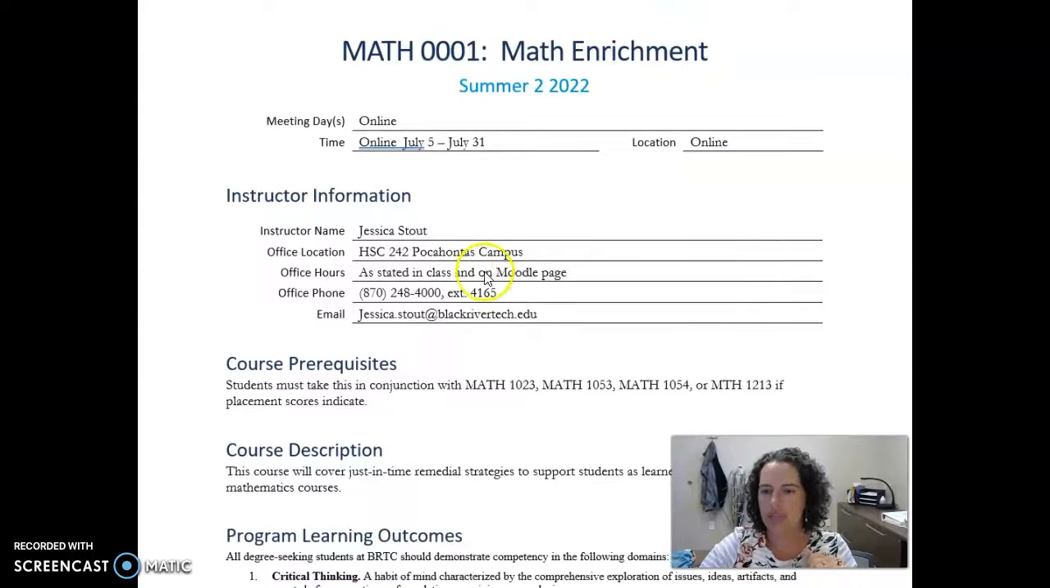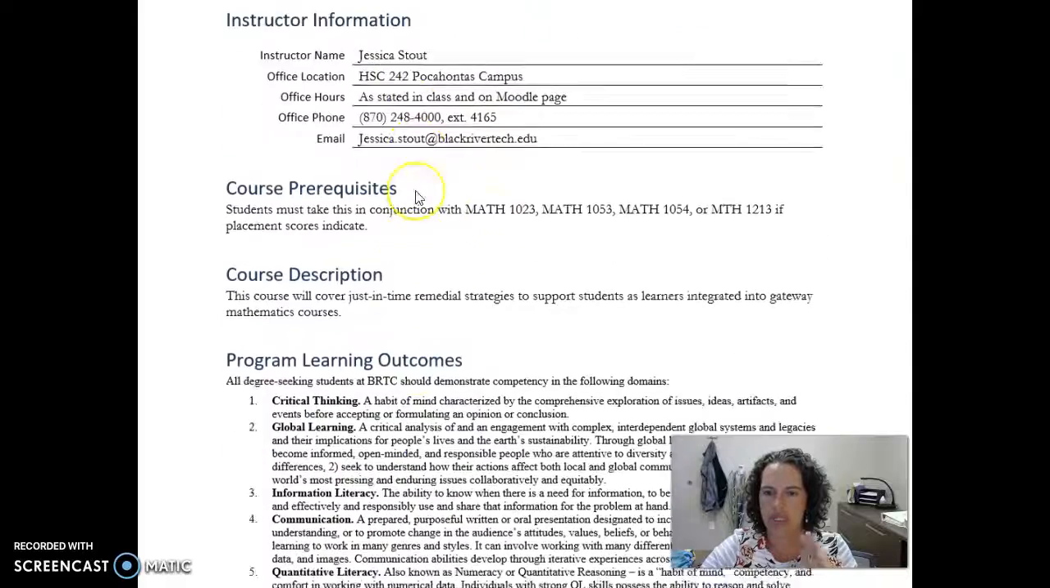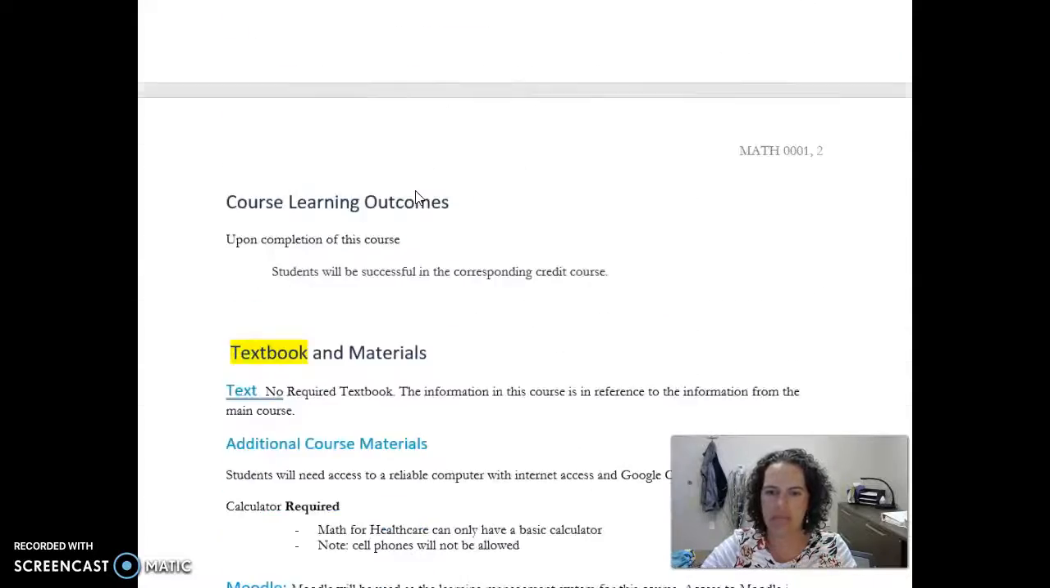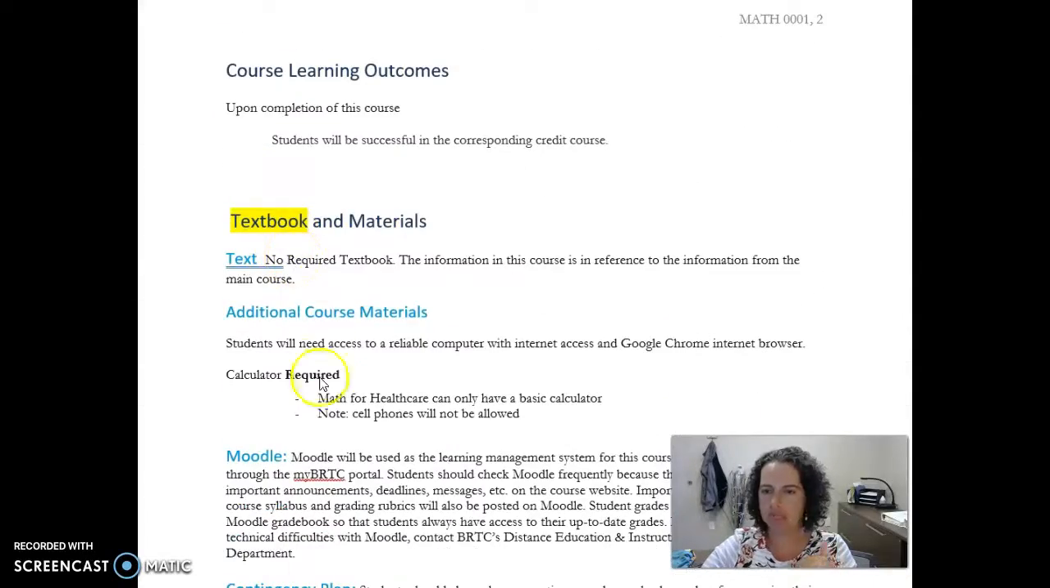So let me scroll on through here a little bit. A lot of the stuff at the beginning is the same. The textbooks and materials you'll need for this course, it's whatever you need for the Math for Healthcare. Okay, so no additional required textbook. We are going to use the Math for Healthcare textbook in the Math Enrichment class as well. So you won't have to buy any extra book or anything like that.